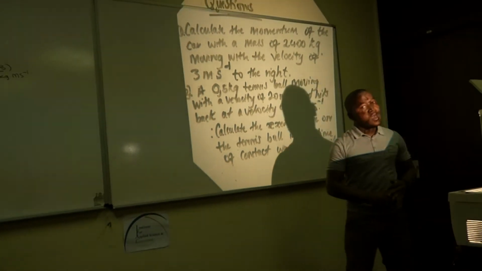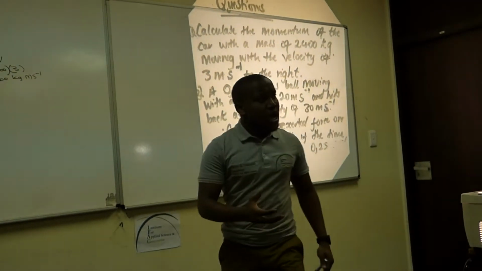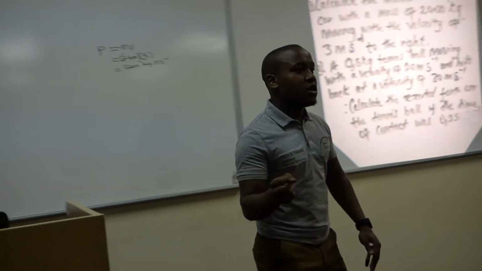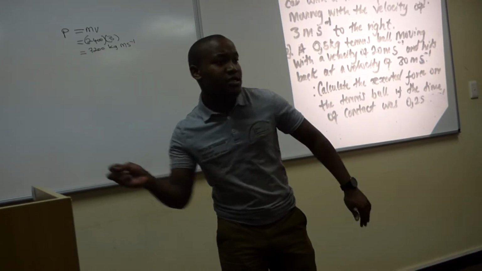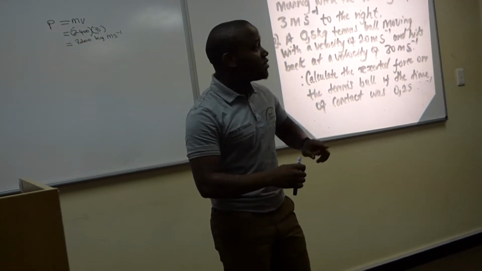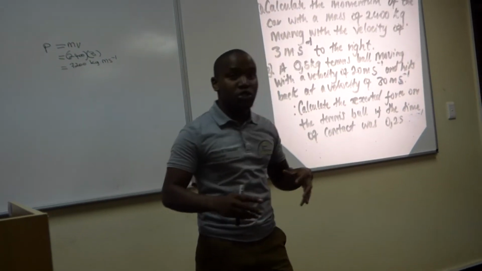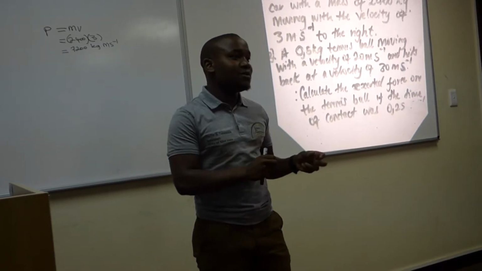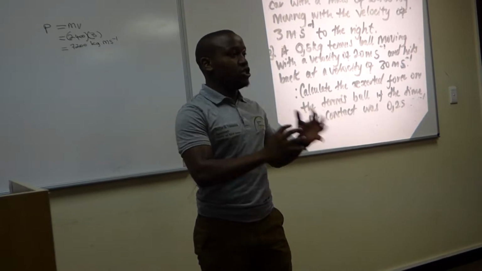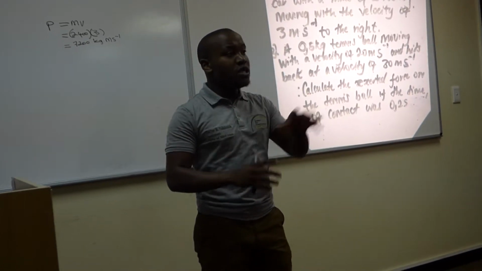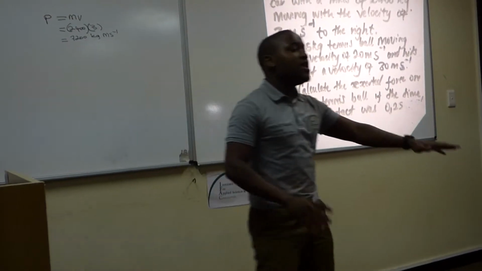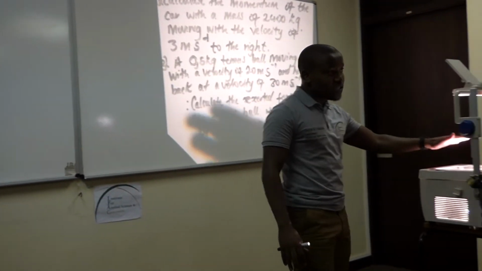Let's imagine, suppose I'm having a tennis ball. This tennis ball is moving with a velocity of 20 meters per second. So I'm hitting this tennis ball against the wall. Now they say this tennis ball hit back with a velocity of 30 meters per second. If the time of contact between the wall and the tennis ball was 0.2 seconds, we need to calculate what we call the exerted force. Now here is the application of impulse. You can see that is impulse.